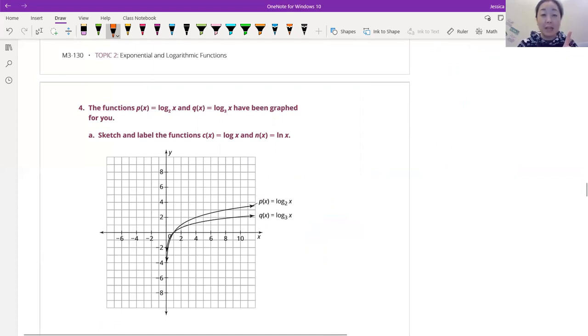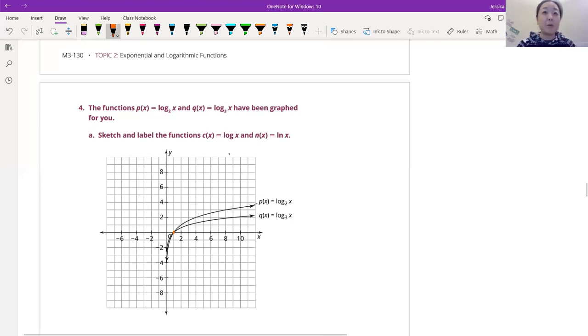And notice that right here, the x-intercept is the same. Just like how we noticed for the other one, the y-intercept was always the same at 1, because b to the 0 power is what? Don't say 0, say 1. Anything to the 0 power is 1. So this is just the reverse of that, because it's the inverse. So x is 1 when y is 0.